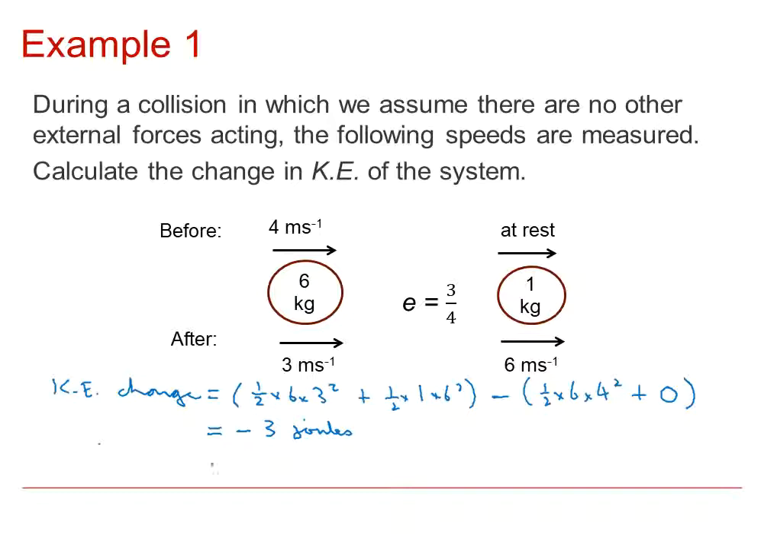In other words, 3 joules of kinetic energy have been lost. So we either say the change is minus 3 joules or 3 joules of kinetic energy have been lost.